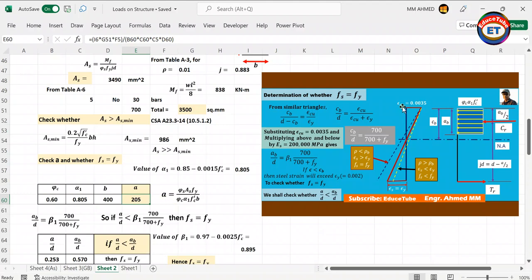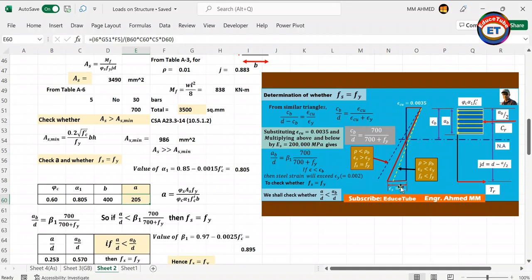Now one important thing, here I have to tell something. This strain distribution, these red lines, it is in balanced condition. What is balanced condition? Balanced condition is characterized by simultaneous crushing of concrete and yielding of tension reinforcement. So what is happening? The strain in the concrete reaches, we can see it here, 0.0035. It is the maximum value. While the strain in the steel, we can see it down, epsilon s equal to epsilon y, this one.